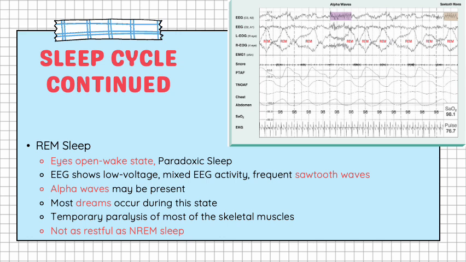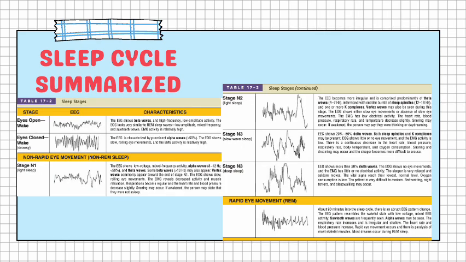It is not as restful a state as your non-rapid eye movement sleep portion, but it is still restful. And this slide is just a great summarization of the sleep cycle itself. Starting on the left, we have the eyes open awake stage, the eyes closed wake stage, stage N1 light sleep, stage N2 light sleep, stage N3 slow wave sleep, stage N3 deep sleep, and then we have that rapid eye movement stage.